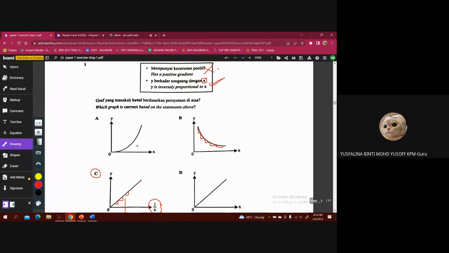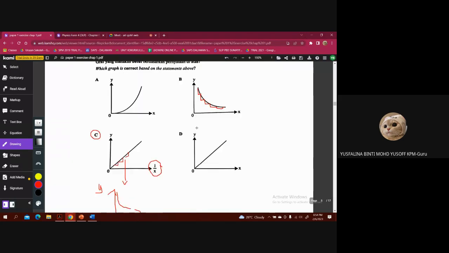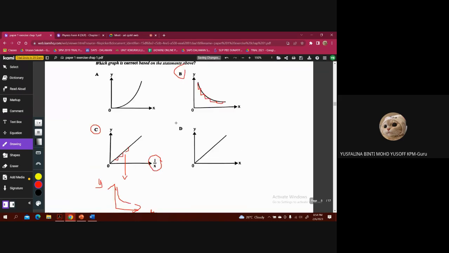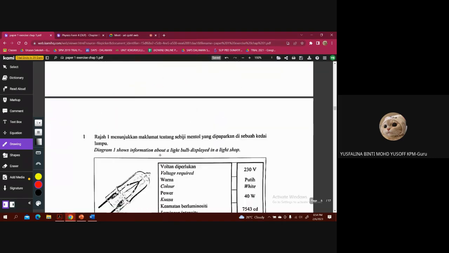So as you can see here, if you say inversely proportional, then you will just straight away put B. But then you have to read the x-axis. Please be careful. So the answer is C.